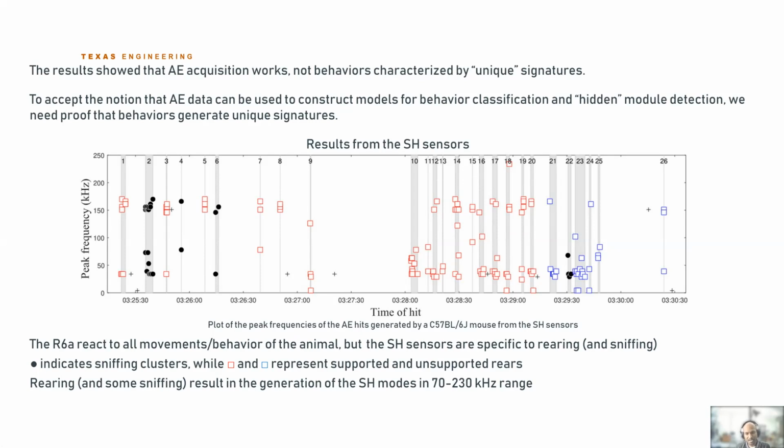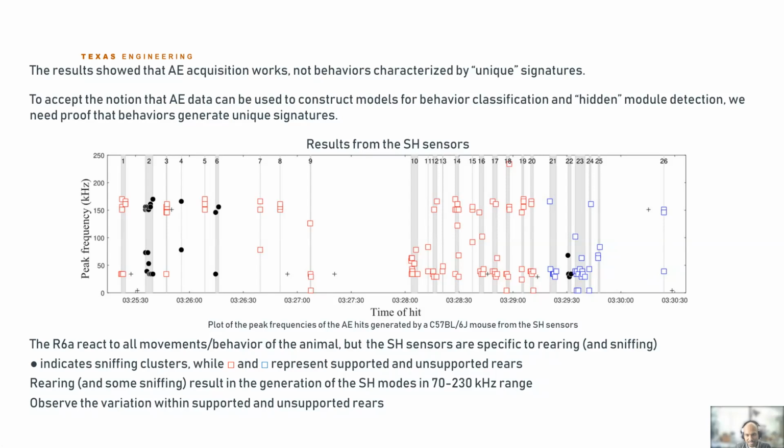In other simple words, most of the rearing and some sniffing actually generate shear waves. So there is a uniqueness here: the motions associated with most of the rearing and some sniffing uniquely generate shear waves in this particular frequency range. So this tells you about the unique signature in the guided waves corresponding to certain behaviors.